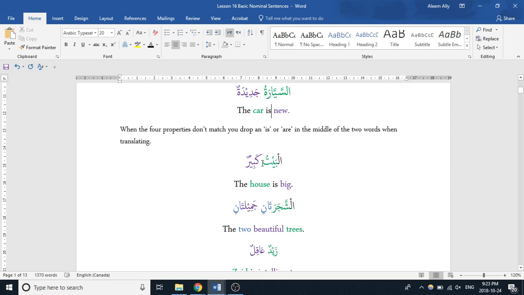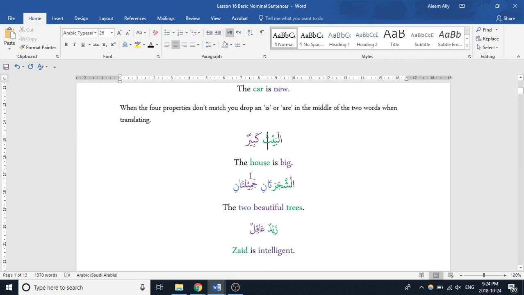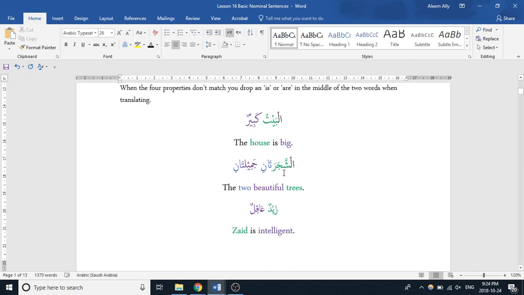So the house is big. We know this is serving as our mubtada, the subject, because it's definite. It has alif lam. We know this is serving as our khabar because it's indefinite. And they both are in a state of rafa', which we can identify by their endings that have dhammas on them. They both match in gender, no signs of femininity, and they both match in number. There's no una or ani or so forth added to the ending. Let's look at another example.